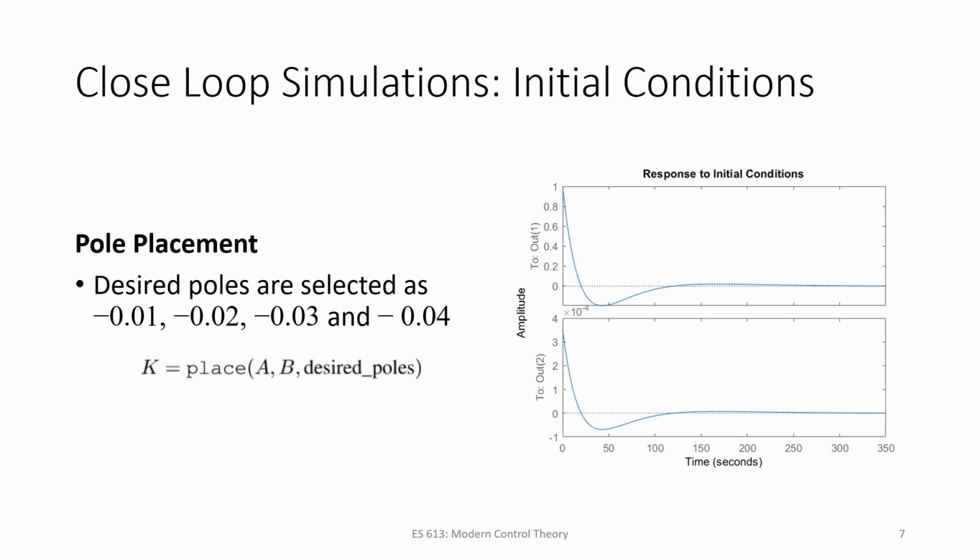Using the pole placement function in MATLAB, the desired poles as shown here are placed to get the value of K, and the closed loop simulations are performed. The closed loop simulation for an initial condition is shown here. The dotted line shows the set point values, and the blue line shows the actual response. Here Y1 is indoor temperature and Y2 is the indoor relative humidity. As you can see, both of them are getting close to the set point values.